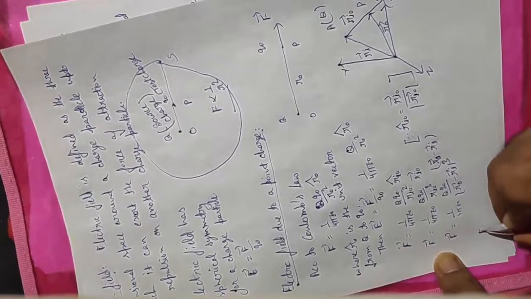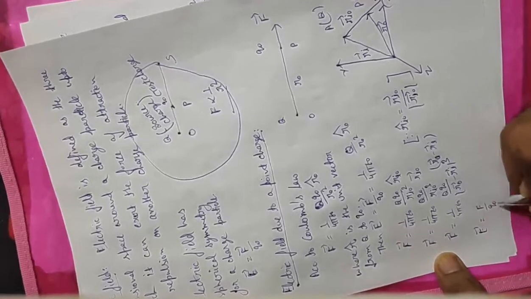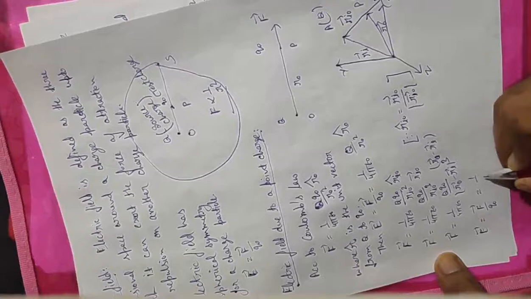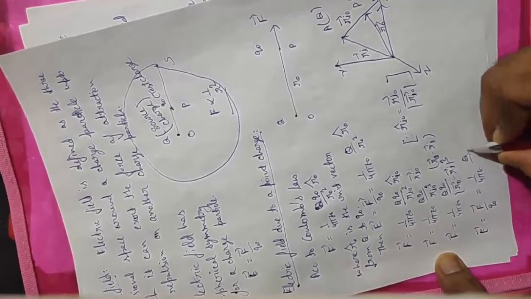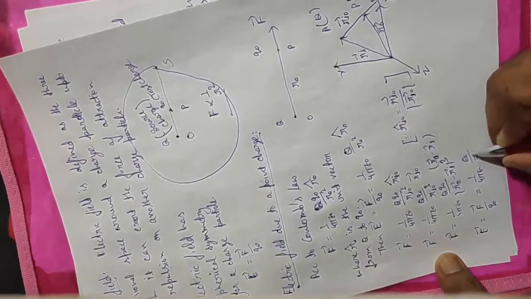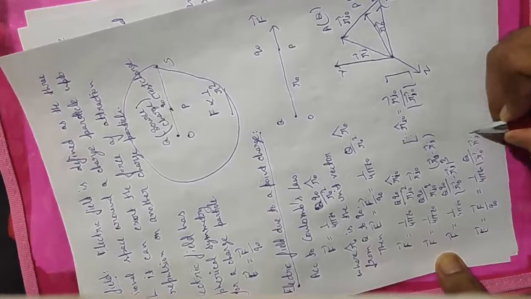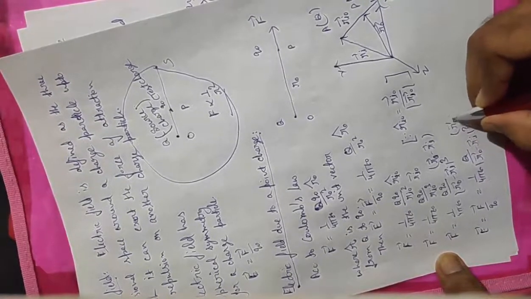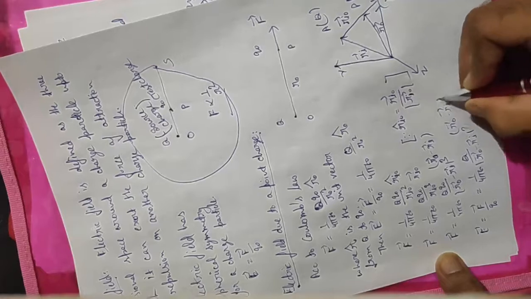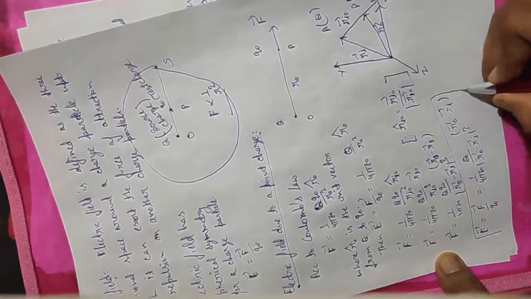So E is equal to F by q naught, and it comes out to be 1 by 4 pi epsilon naught q divided by the mode of r naught vector minus r i vector, to the power 3, times r naught minus r i vector. This is the electric field in the vector form due to a point charge.